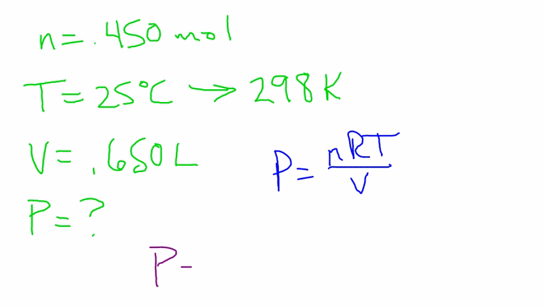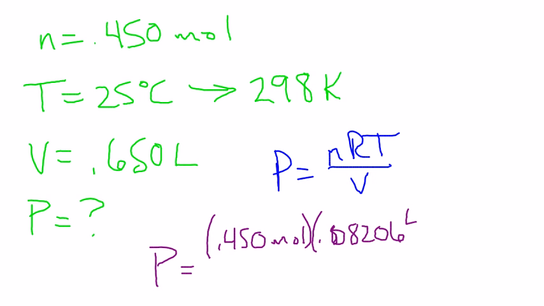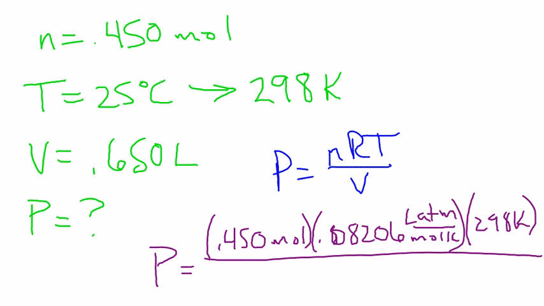We're going to have P equals 0.450 moles. R is that 0.08206 liters atmospheres per mole Kelvin. Our temperature is 298 Kelvin. And all that is going to be over 0.650 liters. I apologize for my messy handwriting. I think you get the picture.